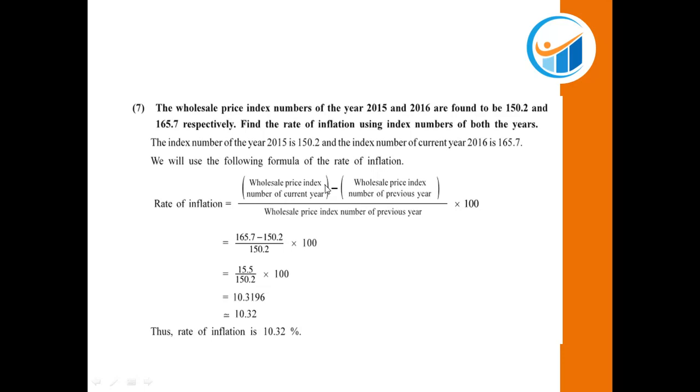So here index number of 2015 is 150.2 and index number of the year 2016 is 165.7. We will use the formula to calculate the rate of inflation. Rate of inflation formula is very simple. First understand it in short, then I will teach the longer one. Simply remember: index number of current year minus index number of previous year, divided by base, and the base is always the previous year.